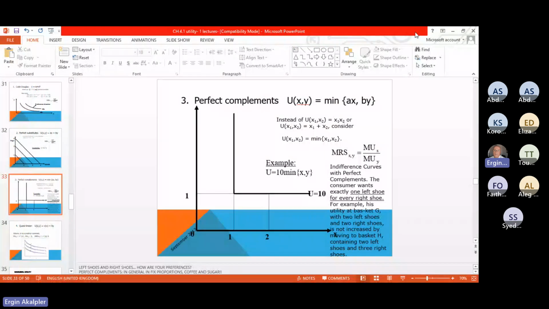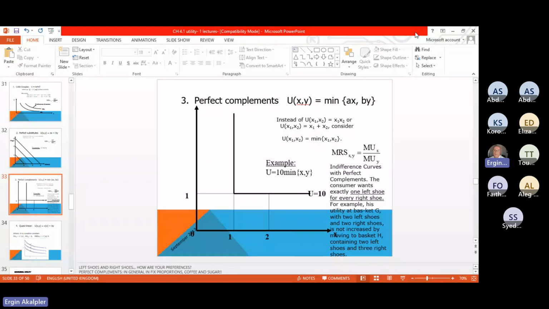When it is perfect complements, as you are observing here, the utility function is the minimum of ax and by. Then we use the utility function of x1, x2, or you can also use x1 plus x2, or you may use the minimum of x1 and x2, as it is indicated here. The marginal rate of substitution here is the marginal utility of x divided by the marginal utility of y.